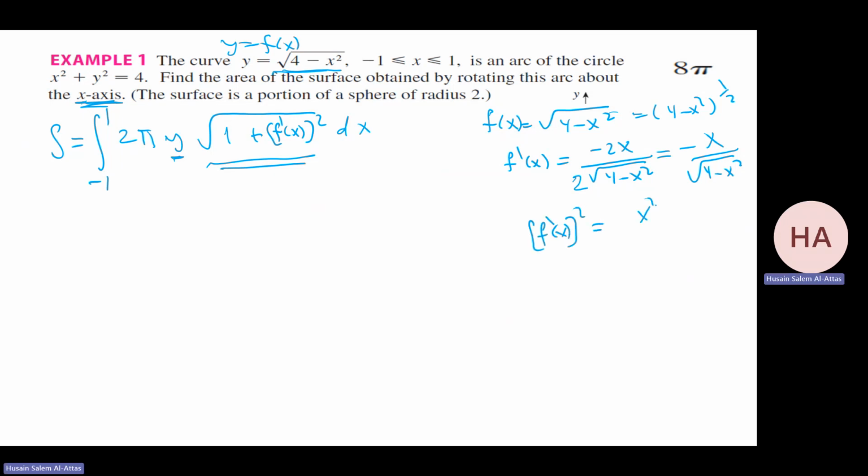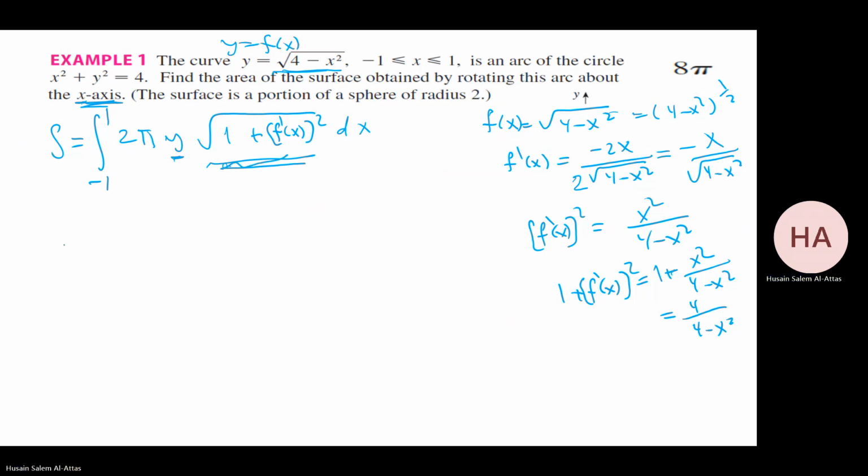squared gives me what? x squared over this. 1 plus f prime squared, that gives me what? 1 plus this, and that is very clear, it's 4 over 4 minus x squared. It will be 4 over 4 minus x squared.